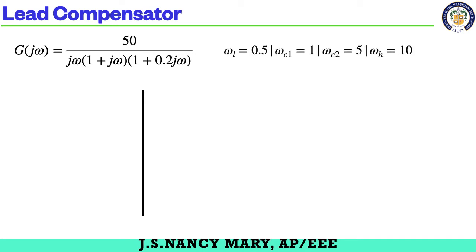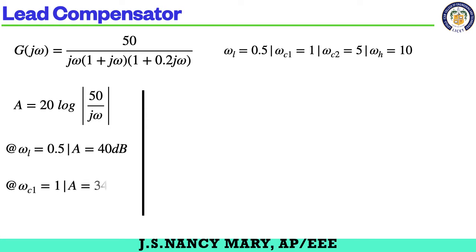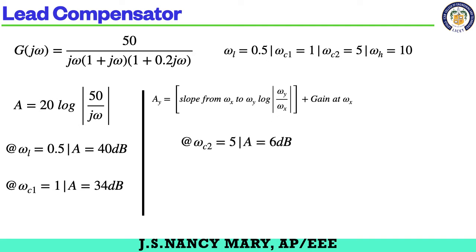So A is equal to 20 log of 50 by j omega. You have to choose omega L equal to 0.5, find out the value. Omega c1 equal to 1, find out the magnitude. Omega c2 is equal to 5, we have to use the change in slope formula and find out the magnitude, and also omega h equal to 10, same formula, find out the magnitude. So tabulate all the values.